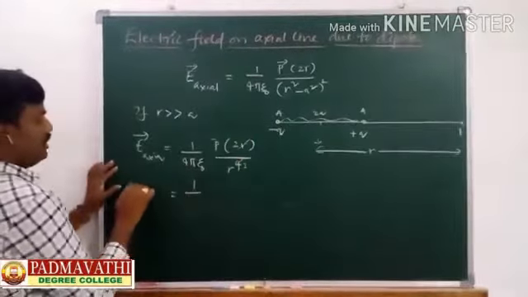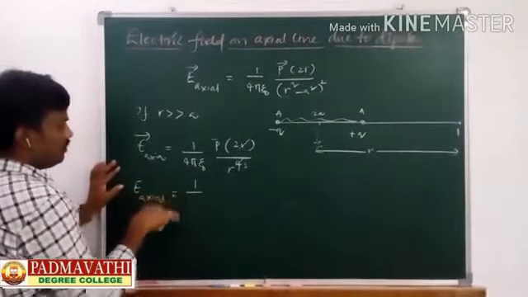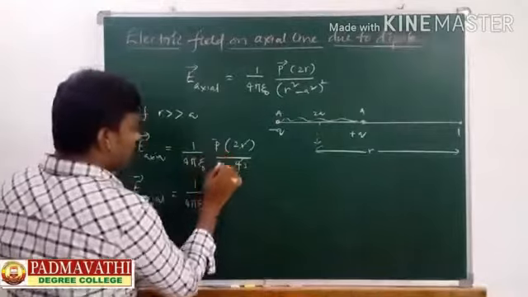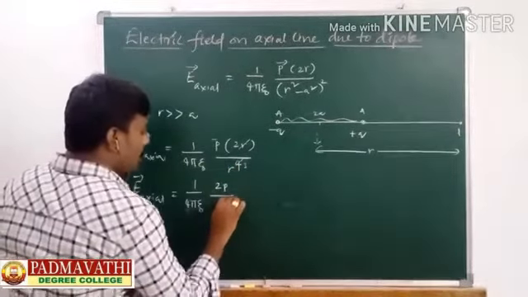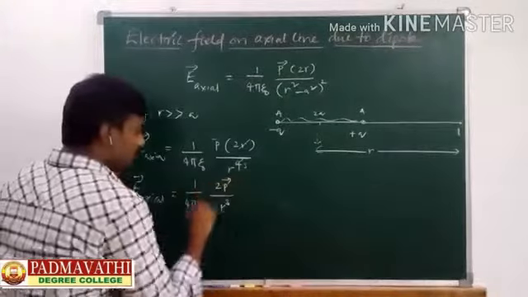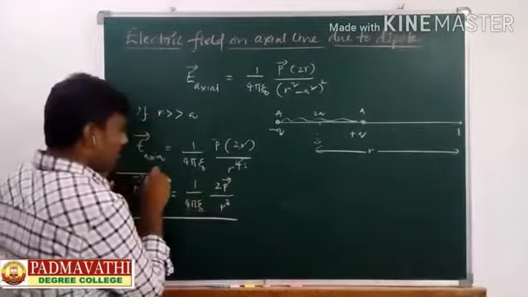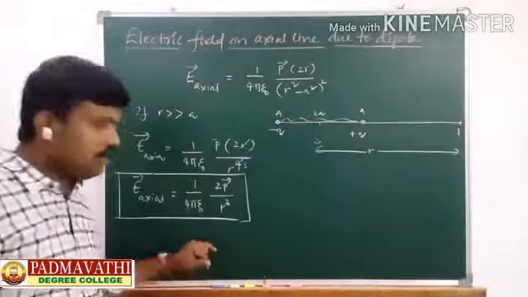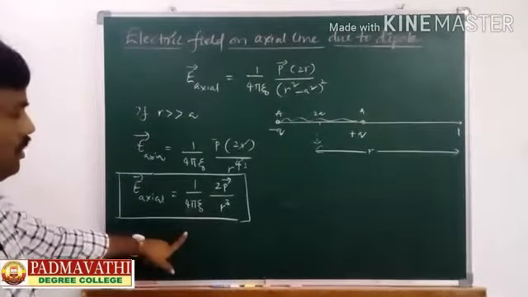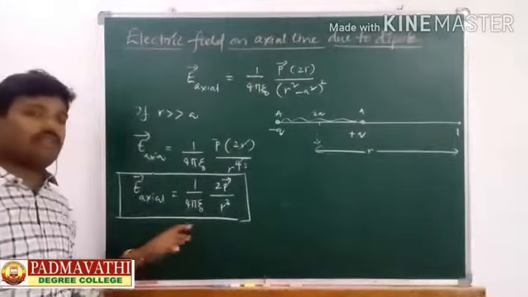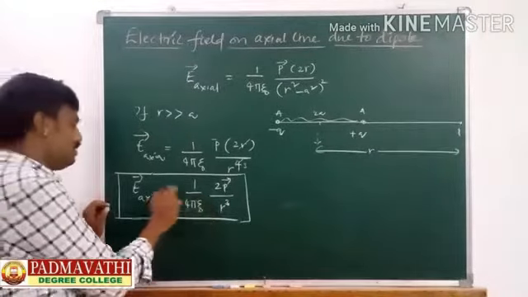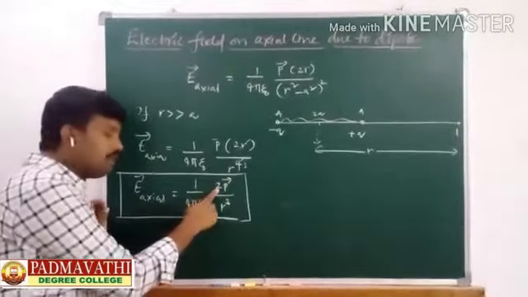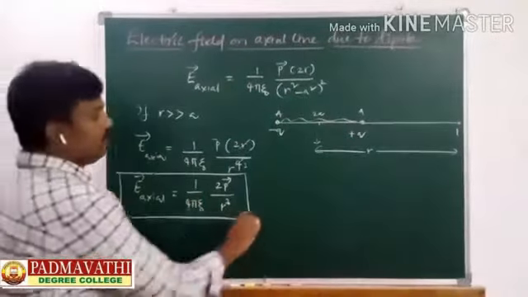So here E axial must be equal to 1 by 4 pi epsilon naught, otherwise I am going to write it as 2P divided by R cube. You can write P bar also. This is going to be the formula for E axial. Most of the cases we are going to make use of this formula to solve the problems. So be careful about this particular formula here. Why? Because E axial is 1 by 4 pi epsilon naught 2P by R cube. Okay, note it.